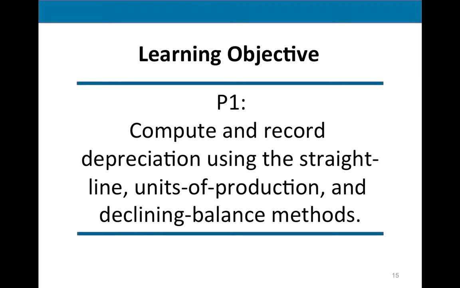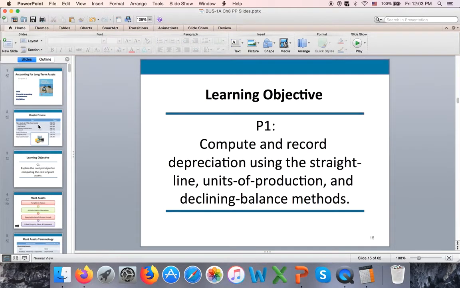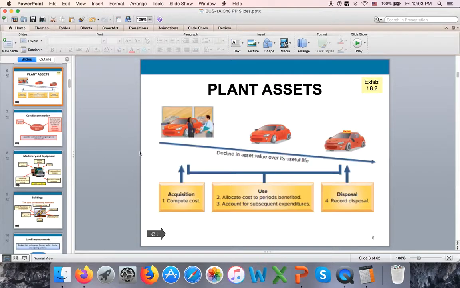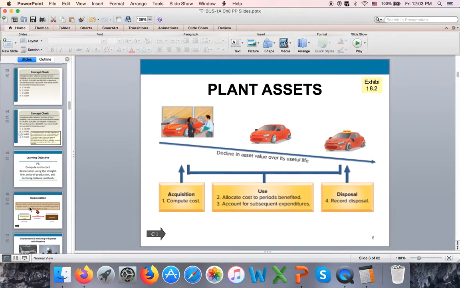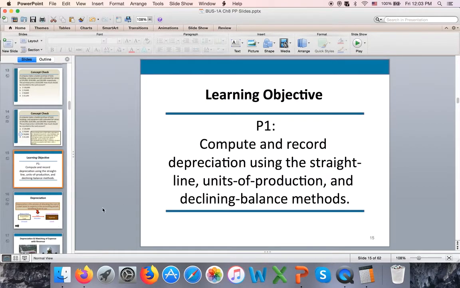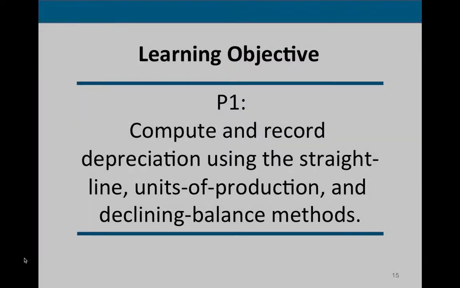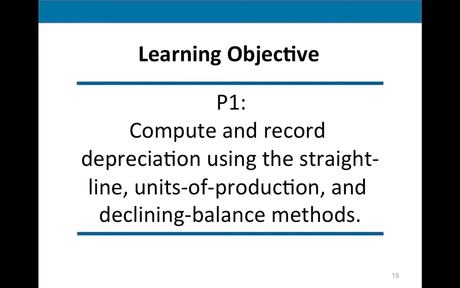Okay, so we are done. Let me go back for a second. We are done with the issues of acquisition, computing cost when we acquire the asset. Let's now talk about using this asset. So we're moving into the concept of depreciation. And in chapter 3, we only use the simplest method called straight-line depreciation. I will go over it again.